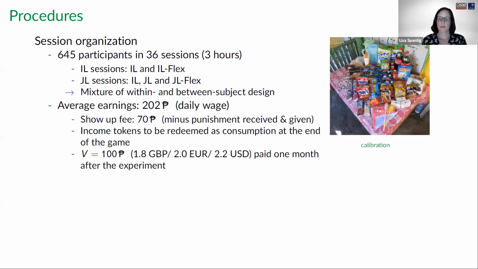People earned on average a daily wage, consisting of 3 different components. The first one was just a show-up fee, money they received for participating, and that's where we deduct the punishment points from. We also pay out the income tokens, and the income tokens, as they're symbolizing consumption, are not paid out in cash, but are actually used to shop at our consumption table that sits in the corner of the session to introduce this temptation of immediate consumption. And then lastly, we have this continuation value, which is paid out 1 month after the experiment by one of the research assistants who go back to the field and redeem the voucher that participants receive at the point of this experiment.